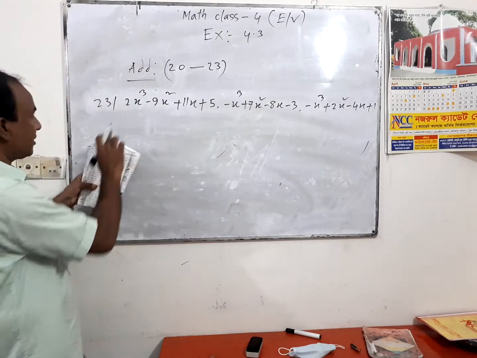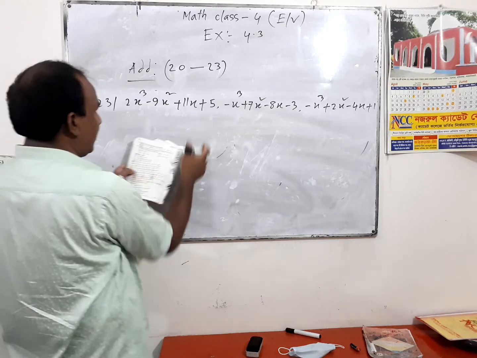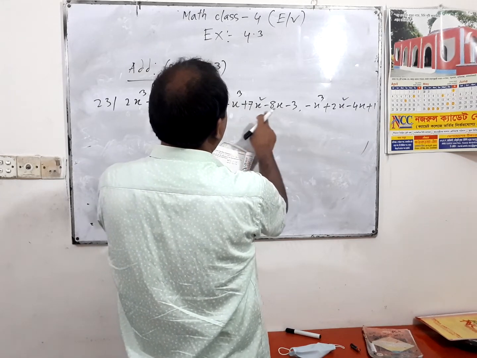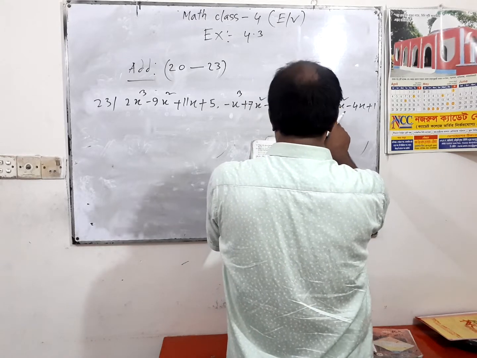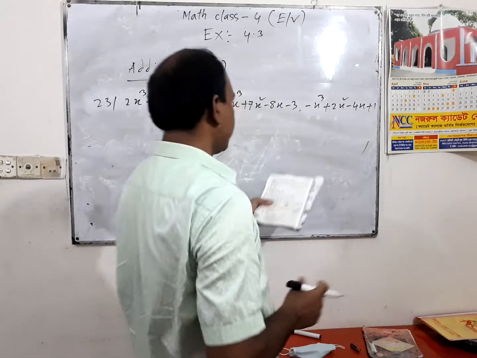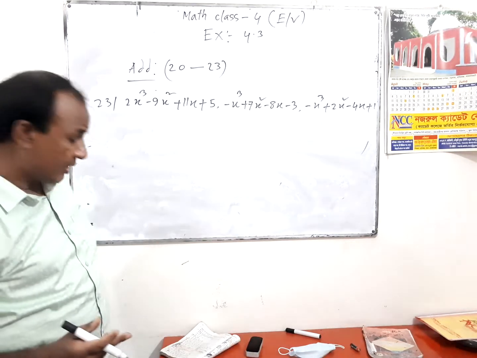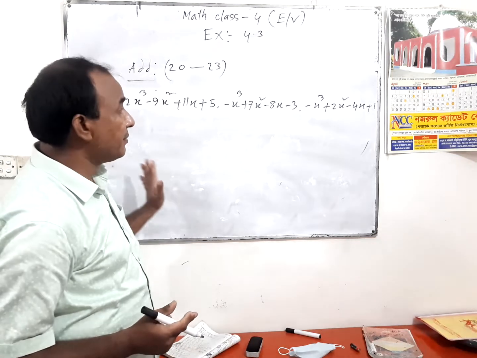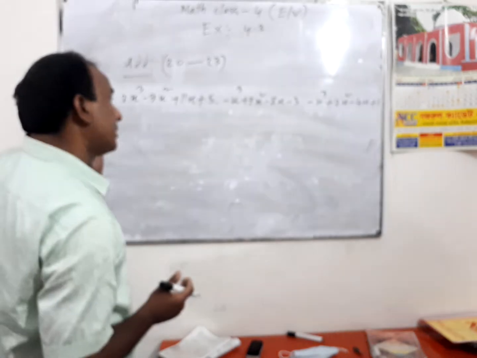Again, a correction. 2x cube minus 9x square plus 11x plus 5. The second term is minus x cube plus 7x square minus 8x minus 3. The third term is minus x cube plus 2x square minus 4x plus 1. This is important mathematics for you. Numbers 23 and 25 are important because of this. Sometimes creative math will come from such problems. We just have to try it.